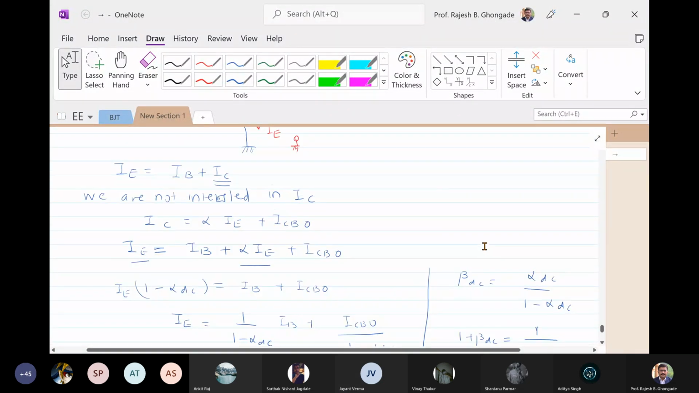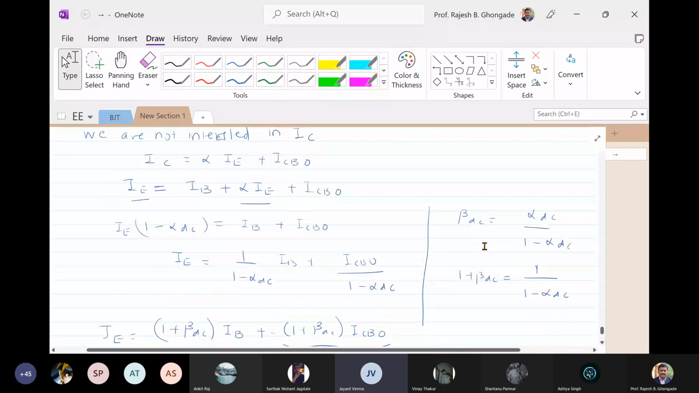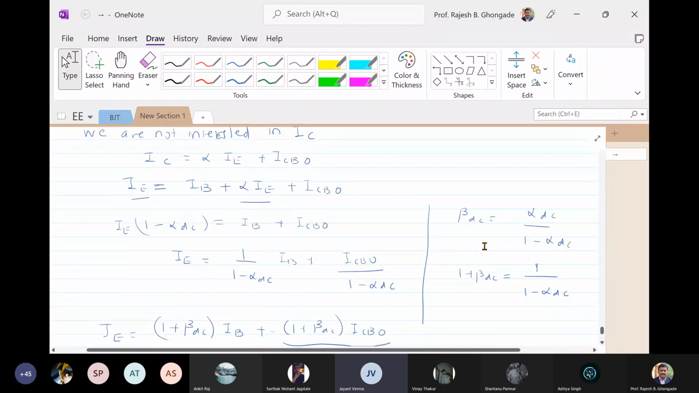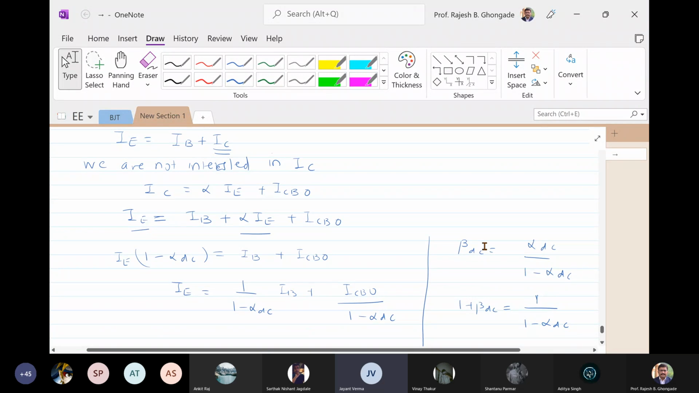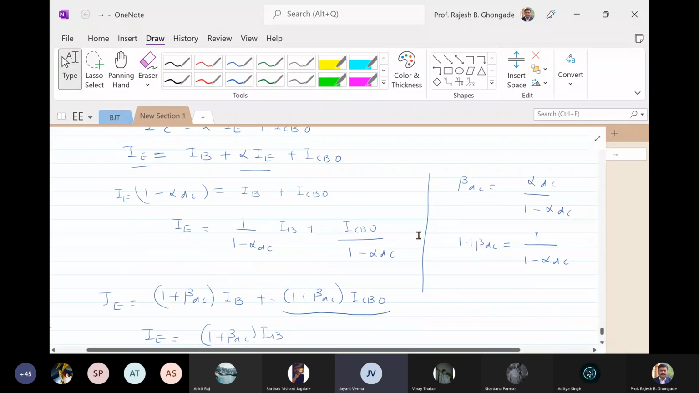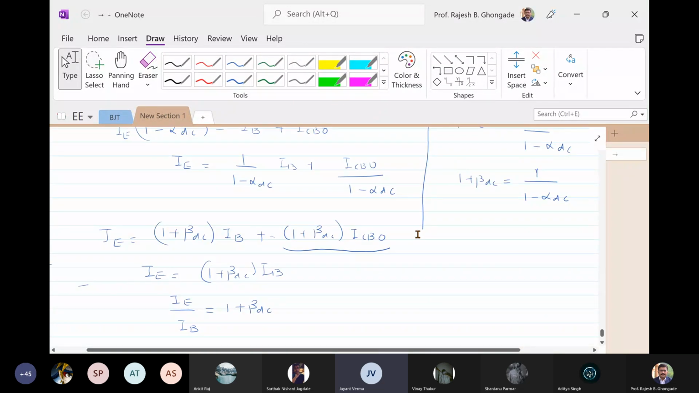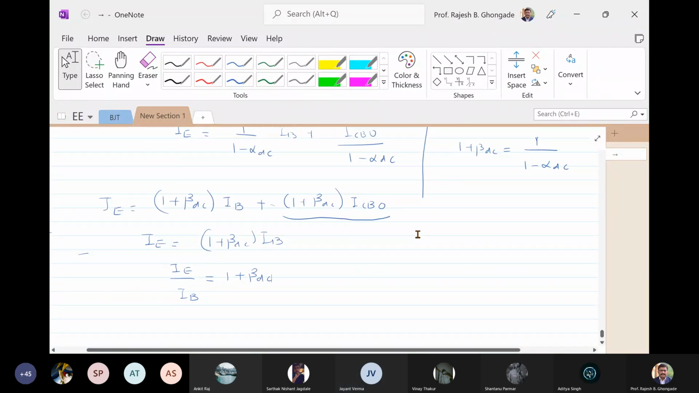So which part did you miss? Sir, the relationship between IB and IC. The entire thing you missed? No, sir. The last part, the linear relationship part. Did you understand this equation? Yes, sir, understood. It's very straightforward.